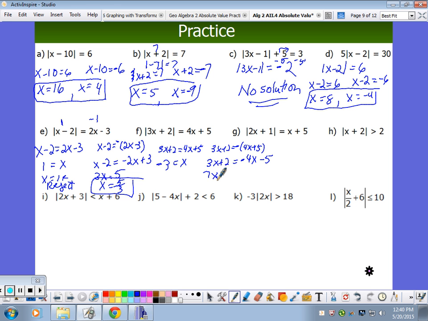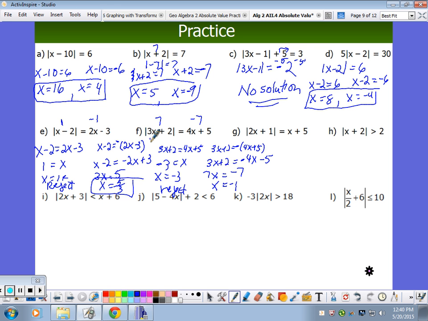7x equals, just let me finish here. X equals negative 1. Let's try x equals negative 3. Plug that in. 3 times negative 3, negative 9. Negative 9 plus 2 is negative 7. Take the absolute value. Put the negative 3 here. 4 times negative 3, negative 12. Plus 5 is negative 7. No, does not work. Reject that guy.